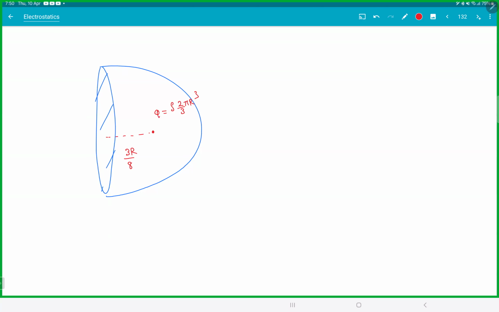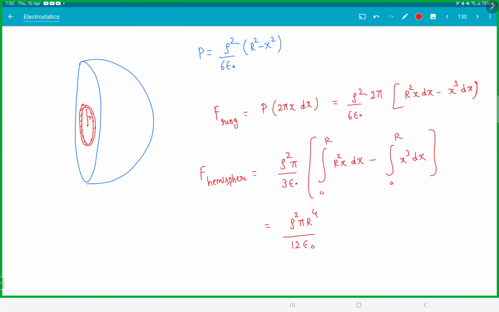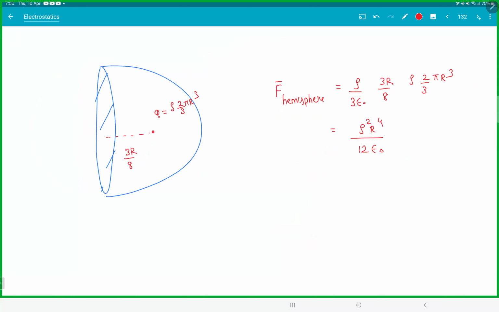Is that clear, everyone? So what is the force on the hemisphere? Force on the hemisphere is rho by 3 epsilon, r bar is 3r by 8, into charge, which will be rho into 2 by 3 pi r cube. How much is this? Rho square r power 4 by 12 epsilon. Isn't that the answer? So you can just replace the whole thing with the charge here and find the force on this body, and you'll get the answer.